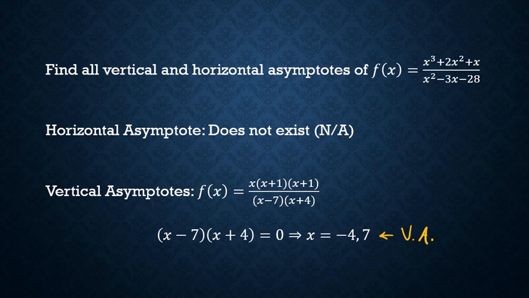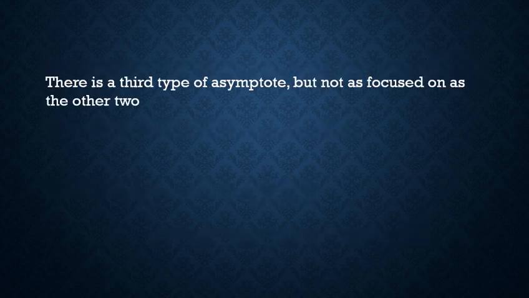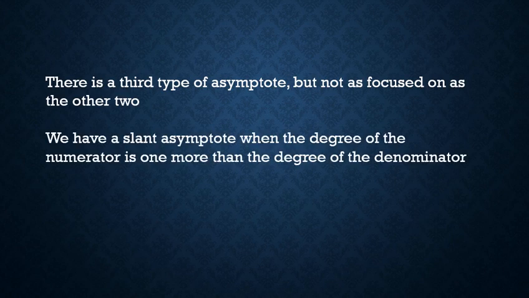So earlier on in the video, I did mention that there is a third kind of asymptote, which I would show you. Overall, it's not focused on as much as the other two, but it is out there, and I do want to show you how to find it algebraically. This third kind of asymptote is called a slant asymptote, and it only happens when the degree of the numerator is one more than the degree of the denominator.